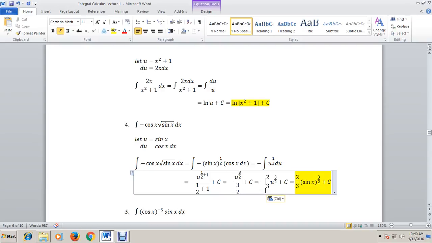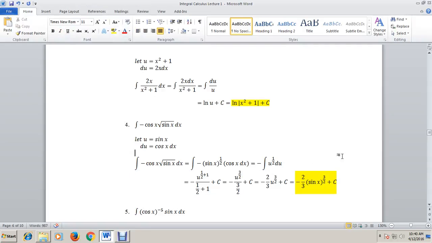Okay, so doing the representation again, replacing u with our original expression sine x, we have the expression negative 2/3 sine x raised to 3/2, then plus c. Okay, so again, the highlighted expression serves as the final answer for the given example.